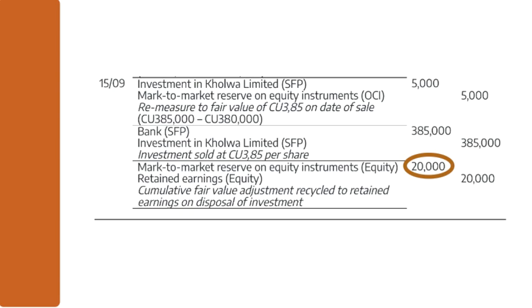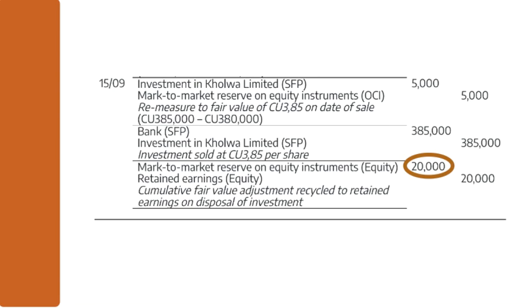If you only sell a portion of your shares, only a portion of the mark-to-market reserve on equity instruments will be recycled to retained earnings. And to calculate that portion, it makes the calculation easier if you fair value adjusted your entire investment on the date that you dispose of a portion of that investment. But in this example, luckily the entire investment was disposed, so the entire mark-to-market reserve, whatever amount is lying in there, will be recycled to retained earnings because that's the accounting policy.